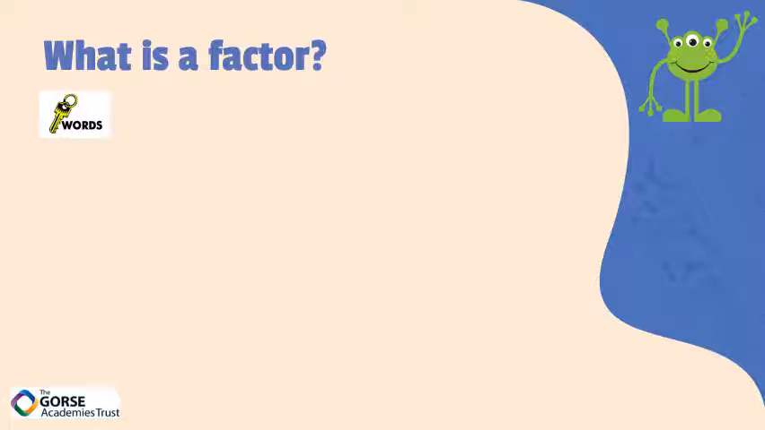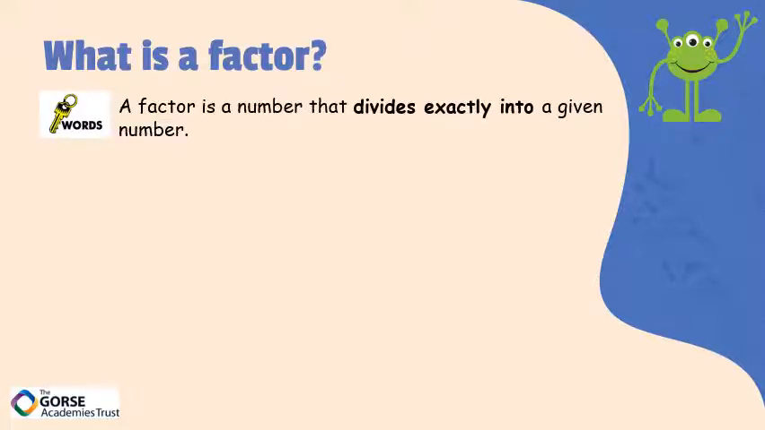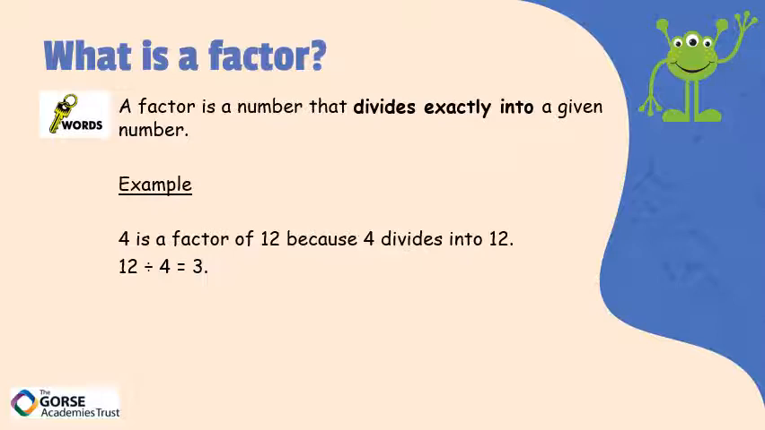So let's think about that question, what is a factor? Well, a factor is a number that divides exactly into a given number. Let's have a look at an example. 4 is a factor of 12 because 4 divides into 12, because 12 divided by 4 equals 3. The factors of 12 then are 1, 2, 3, 4, 6 and 12.